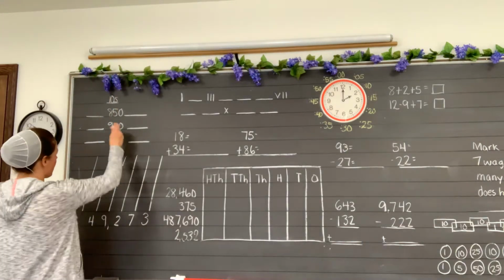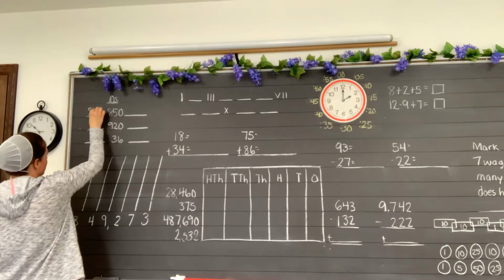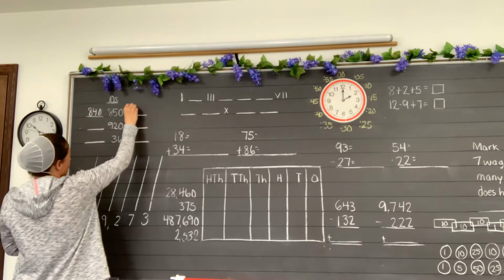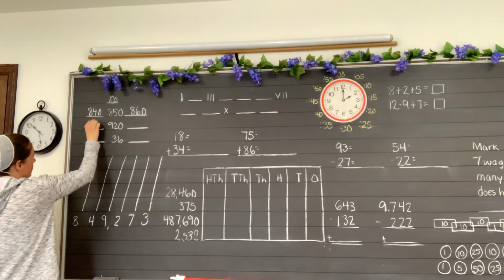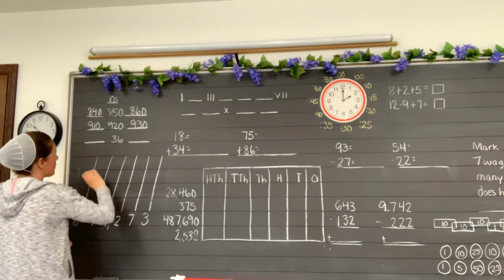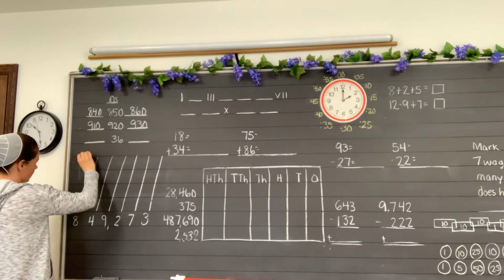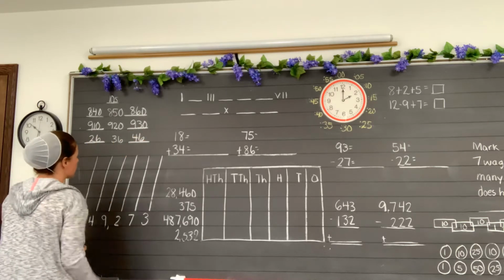So here we're going by tens. Before 850, by tens would come 840, and then we have 860. Before 920 is 910, and then 930. Before 36 is 26, and then we have 46.